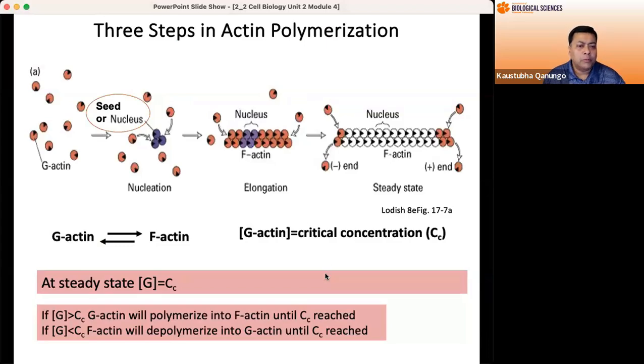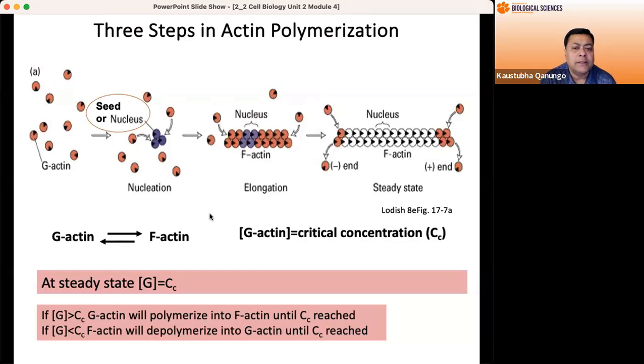Here we are looking at the actin polymerization step. Globular actin will polymerize by itself. But if there is some seed or nucleus where a couple of actins are already polymerized, then the nucleation on top of this nucleus allows the F-actin to be assembled at a much faster rate. That's the process we are seeing.